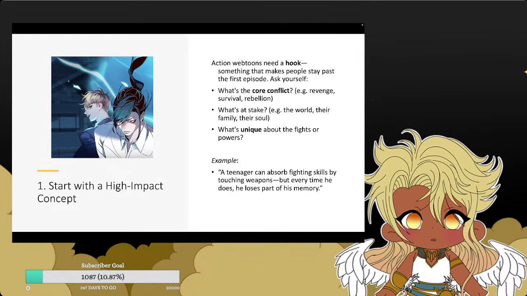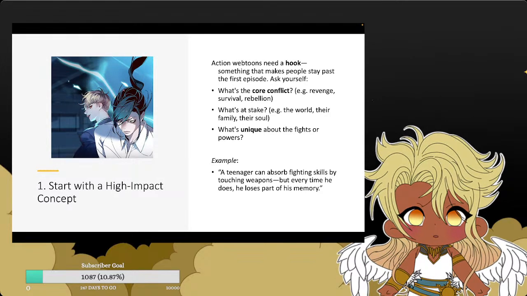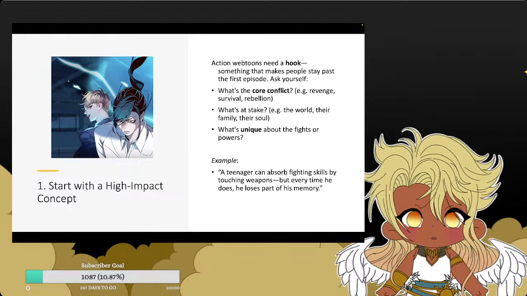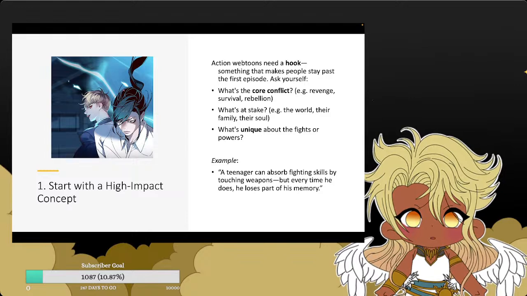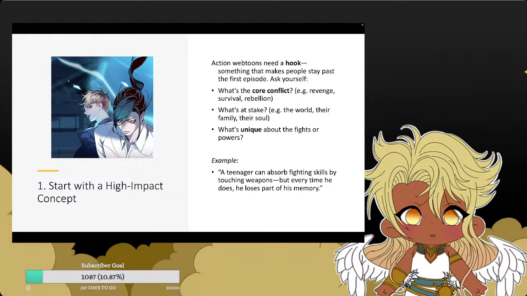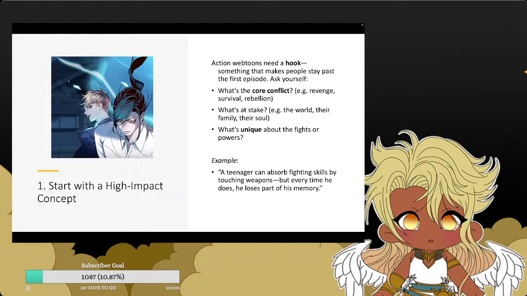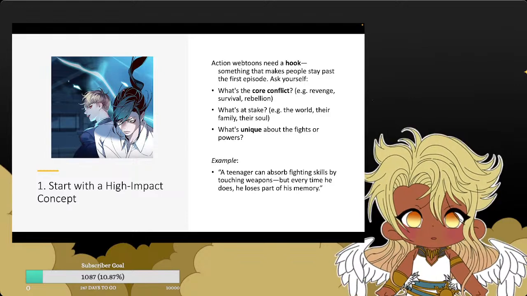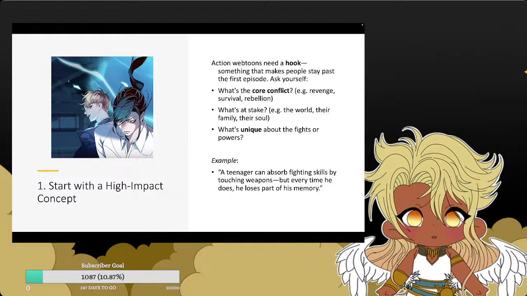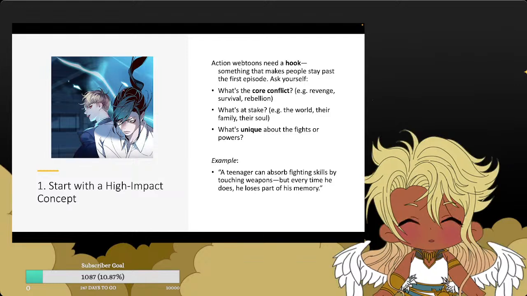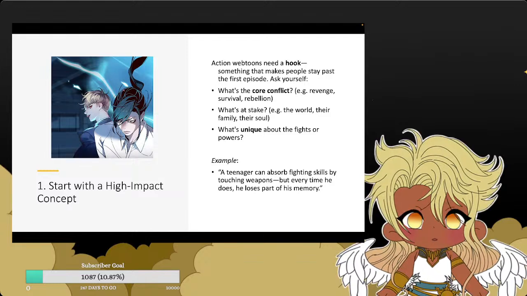All right, so I have 6 points that I want to cover, and starting with point number 1, start with a high impact concept. So you might be thinking, what does that even mean? Well, in my opinion, every action webtoon from the immediate start needs a really strong hook. And this is in episode 1. This is not wait until episode 3. I need to understand from the very beginning what's going on, something that makes people stay past that first episode.